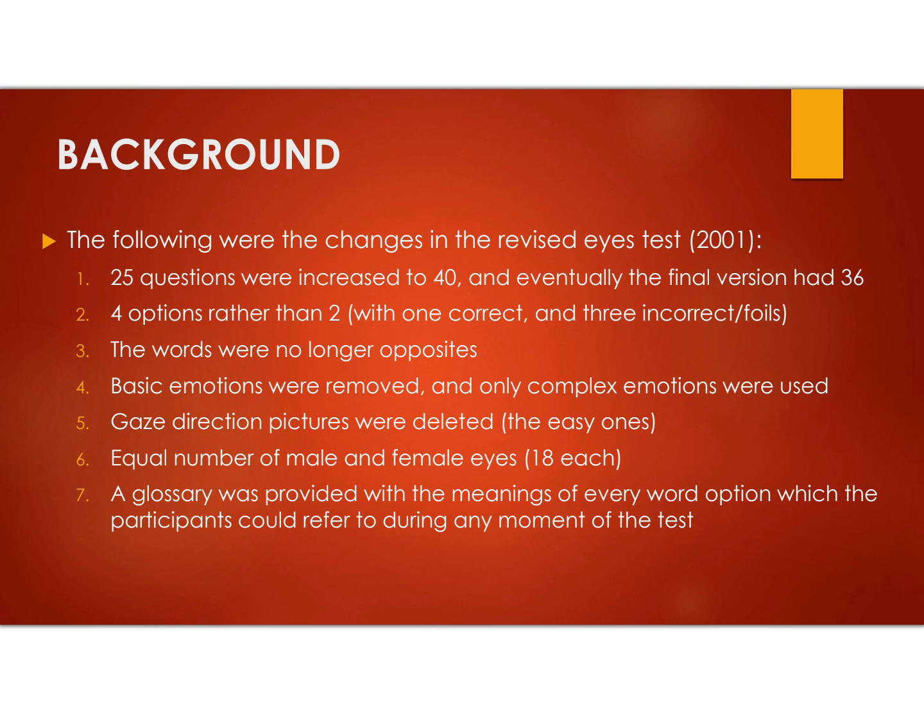Okay, now I said that the options were often opposite words. They are no longer opposite words. So all 4 words are words that have no link whatsoever, completely random words with no similar meanings. The basic emotions, which were very easy, were removed, and only difficult, complex emotions were used in the study. The images that were gazing in a particular direction, which were very easy to guess, were deleted. As for the 36 set of eyes, we had an even number of male and female eyes, 18 each.